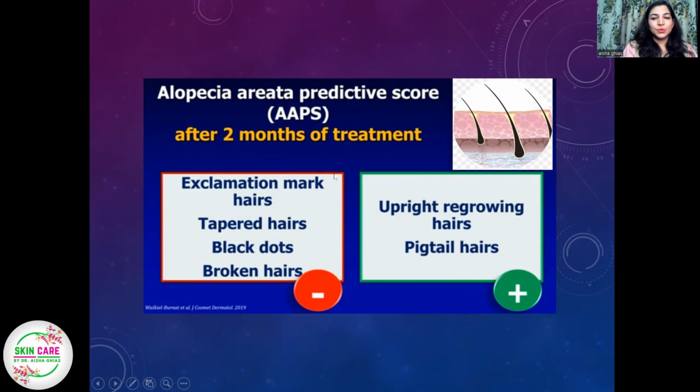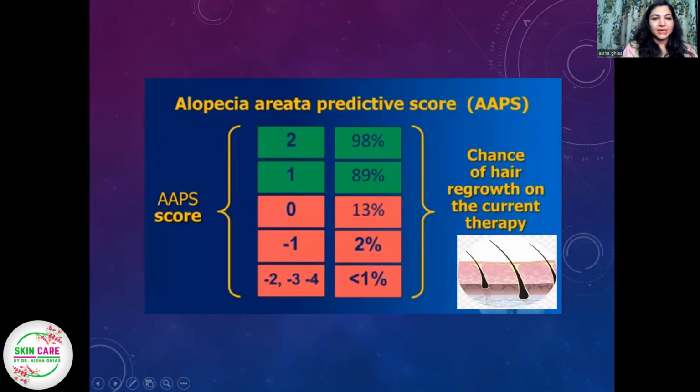इसमें आपने यही वाली स्कोरिंग सिस्टम के साथ उसको रिकॉर्ड कर लिया, और अगर आपके स्कोर्स इंप्रूव कर गए तो then you know your treatment is going to work, and you can give the patient a little more confidence that, see, this was your score at the start and now your score has reduced or improved and probably our treatment is working. So if the alopecia areata predictive score is 2, there are 98% chances of hair regrowth on the current therapy which you put the patient on.